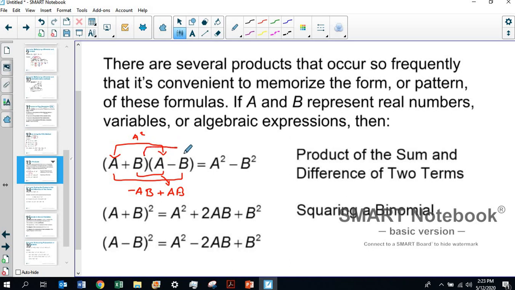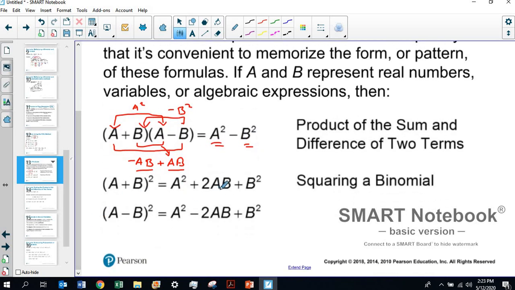And then the last two terms are minus b squared, and so you get a minus ab and a plus ab, and they cancel out. They subtract away, and you're just left with a squared minus b squared. It's called the difference of squares. Okay? And we also have these perfect square binomials.